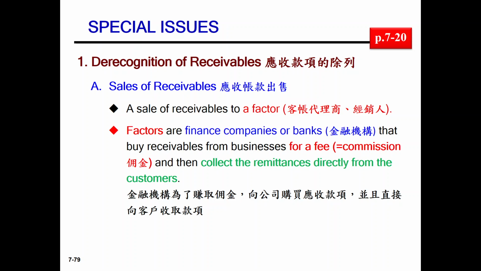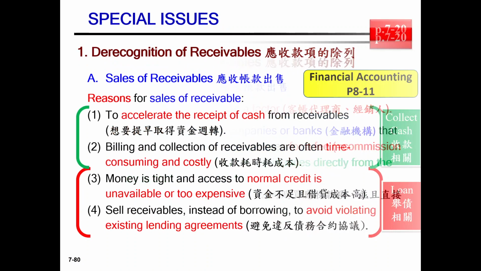You sell receivables to the bank. They have to do the job for you. So what kind of job do they have to do? Collect the money from customers. So nothing is for free. You have to pay a commission fee, 佣金, to the bank, the factor. Okay?